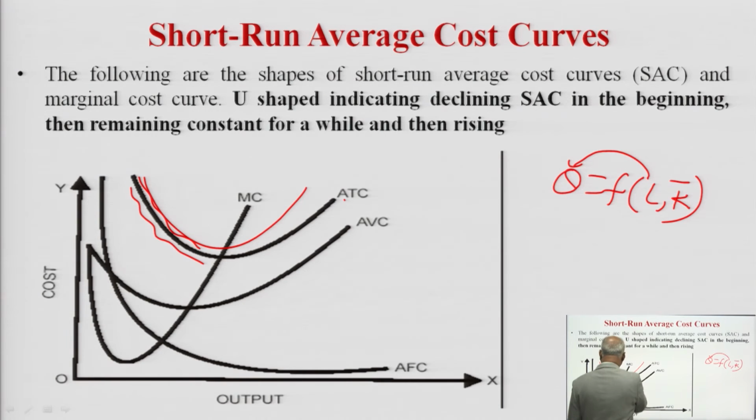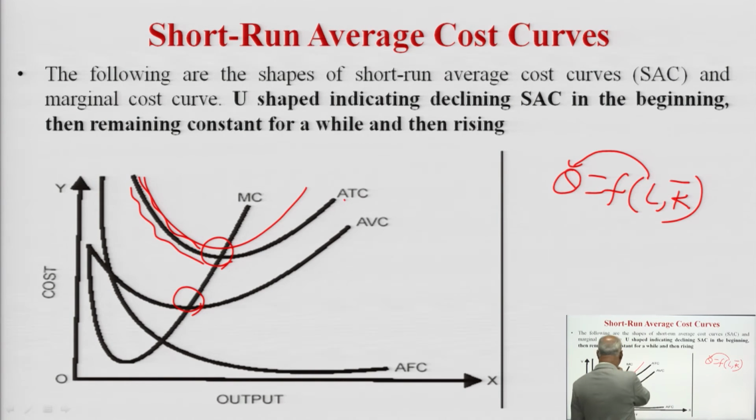And the marginal cost sharply declined because the marginal product of labor is increasing, and afterwards marginal cost will increase because the marginal product of labor is decreasing. The marginal cost curve always intersects the average variable cost and the average cost at its minimum point. This is the minimum point of AVC and this is the minimum point of ATC. AVC is average variable cost and ATC is average total cost, or simply average cost.